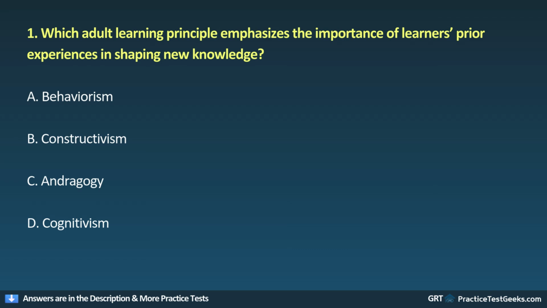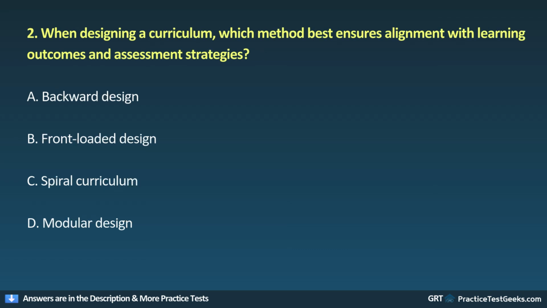1. Which adult learning principle emphasizes the importance of learners' prior experiences in shaping new knowledge? A. Behaviorism. B. Constructivism. C. Andragogy. D. Cognitivism. 2. When designing a curriculum, which method best ensures alignment with learning outcomes and assessment strategies?